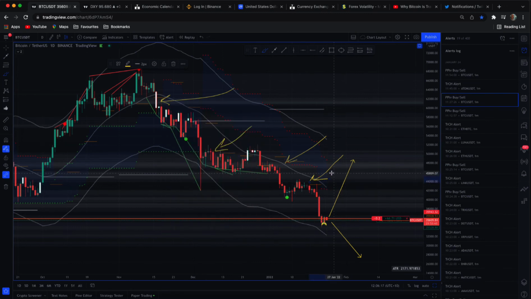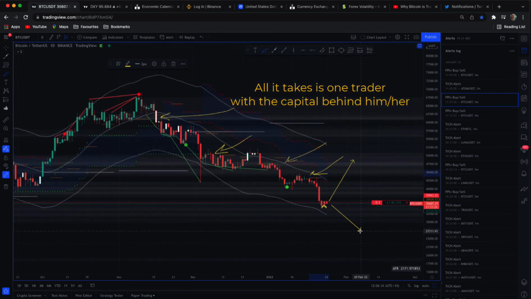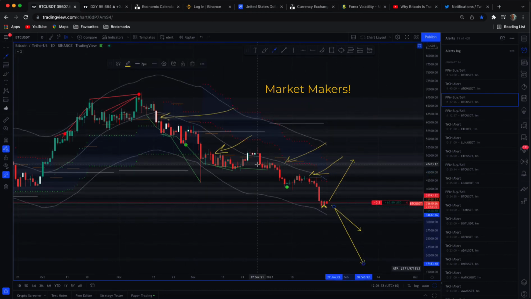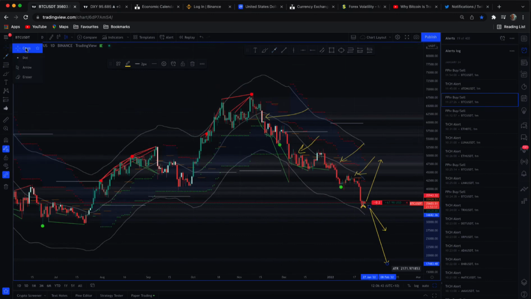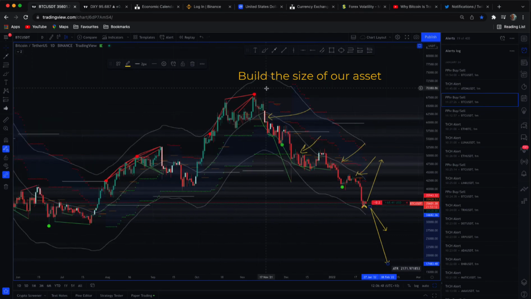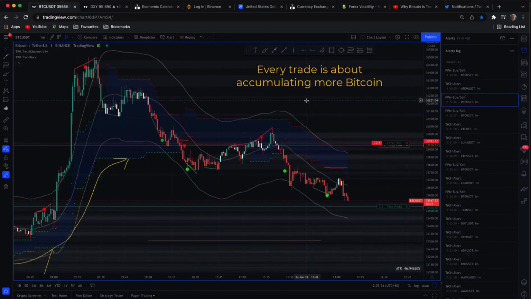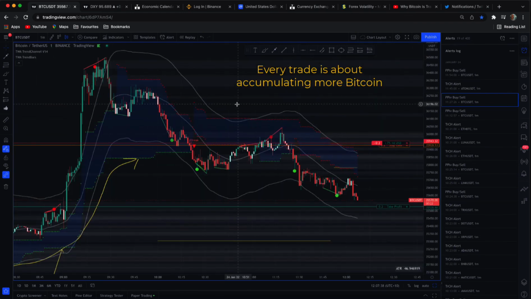The thing with Bitcoin and price prediction, the bottom line is one trader can take this in the direction they want it to go, and we don't know where that is. All it takes is one trader with enough funds to move the market, and they're definitely out there. It's exactly what they do. The bottom line for me is to build my asset. I'm 100% focused on building my Bitcoin stash. Every trade is about accumulating more Bitcoin. It can go up or down for all I care.